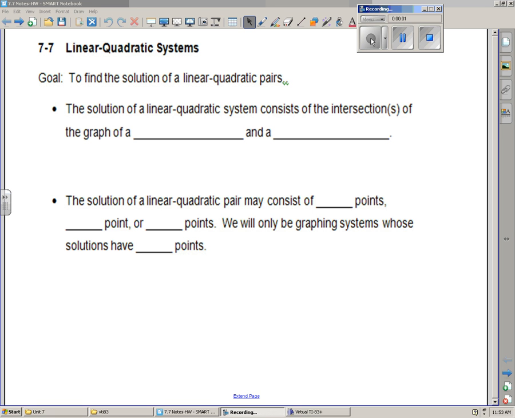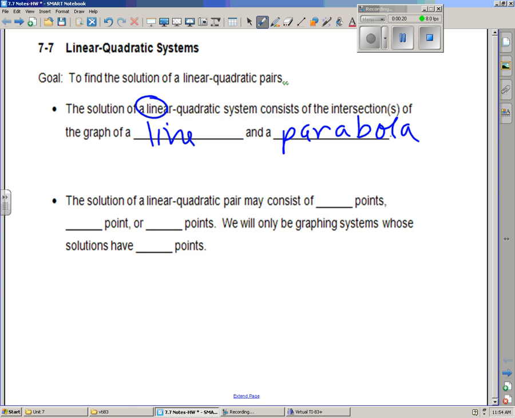So here we go. We're going to do linear and quadratic systems. So the solution of a linear quadratic system consists of the intersections of the graph of a line, hence linear, and a quadratic, which is a parabola, of a line and a parabola. So the solution of a linear quadratic pair may consist of either 2 points, 1 point, or 0 points.